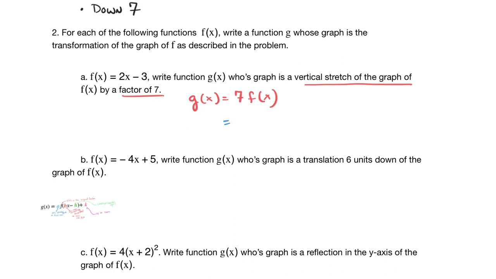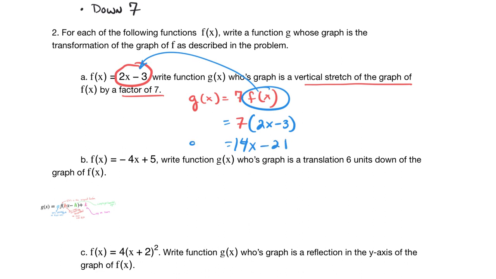So now I use my notation. It says 7 times what? The function. But the function is 2x minus 3, so it's 7 times 2x minus 3. I just replace f of x with exactly what it's equal to. And then I can distribute that. That's 7 times 2 is 14x, and then minus 21. There's the new function. Okay. You could graph the original, you could graph g, you would find out that it is stretched by 7.